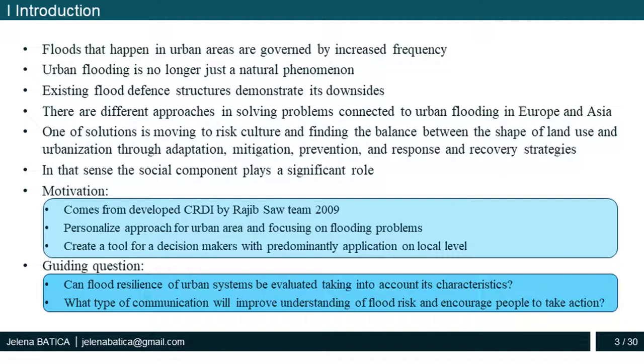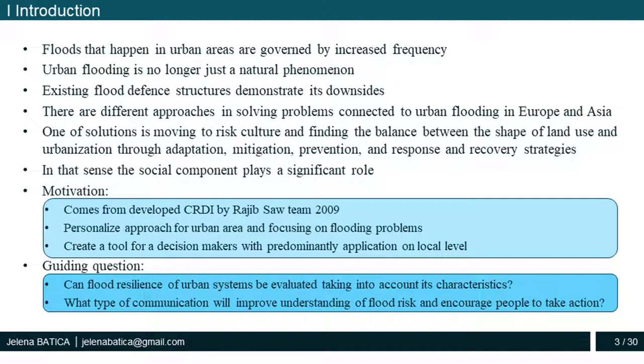For example, in Europe, we have a framework document, the water framework directive, that is focused on mitigation and adaptation measures. But in Asia, it is totally different. You have the international strategy for disaster risk reduction, and there the focus is on emergency response and relief, and on risk reduction. One of the solutions in order to include resilience thinking and promote risk culture within the population is moving to a risk culture and finding the balance between the shape of the land where we live, land use, and urbanization through adaptation, mitigation, prevention, and response and recovery strategies.